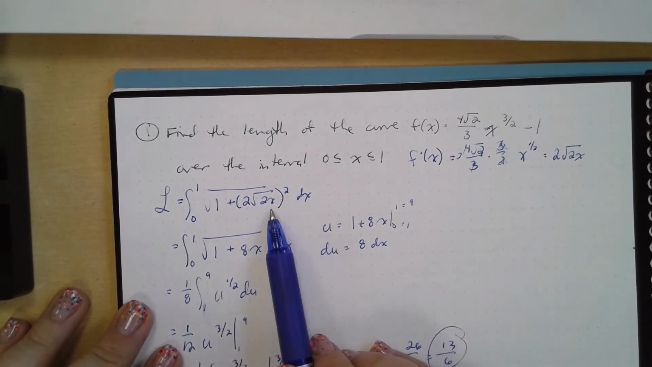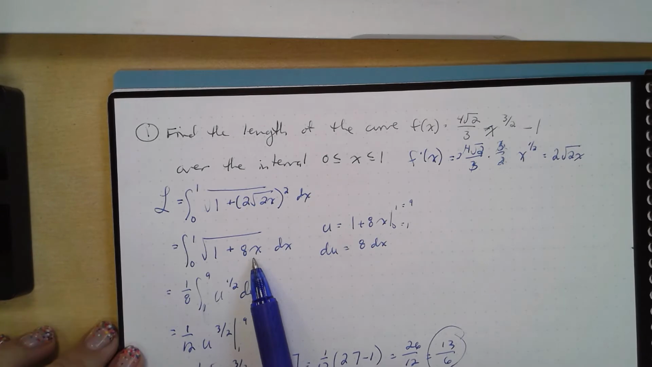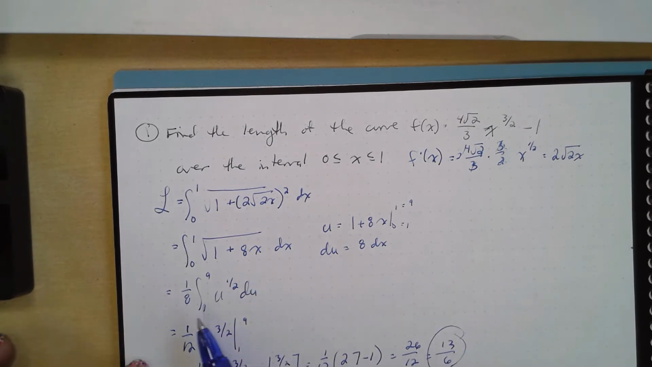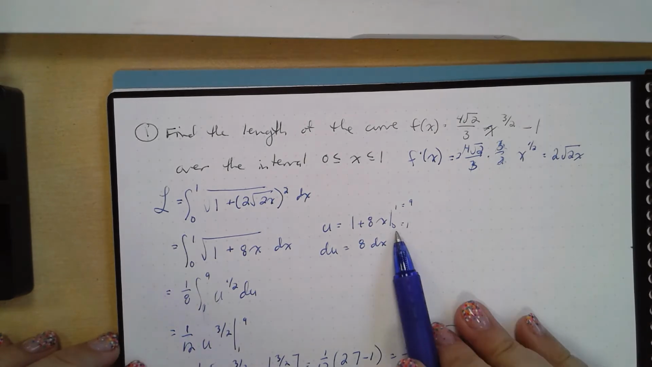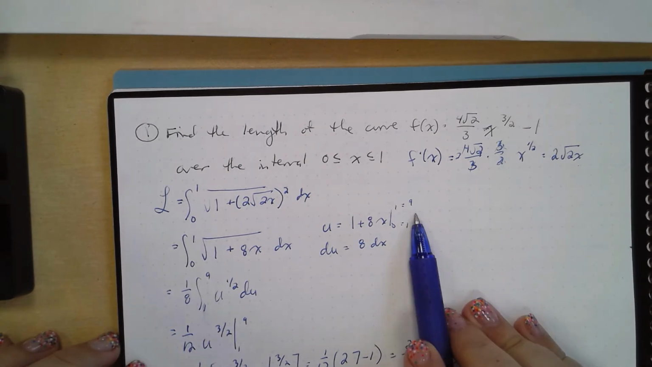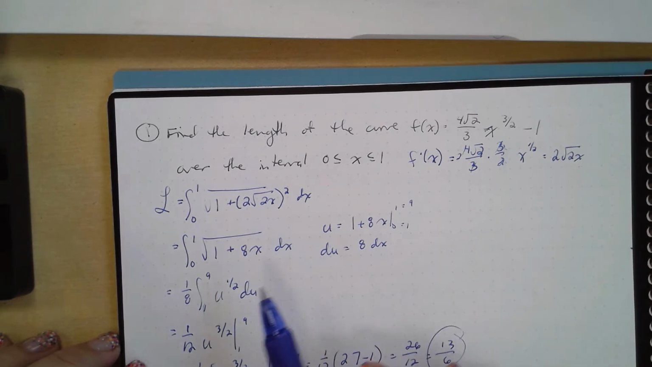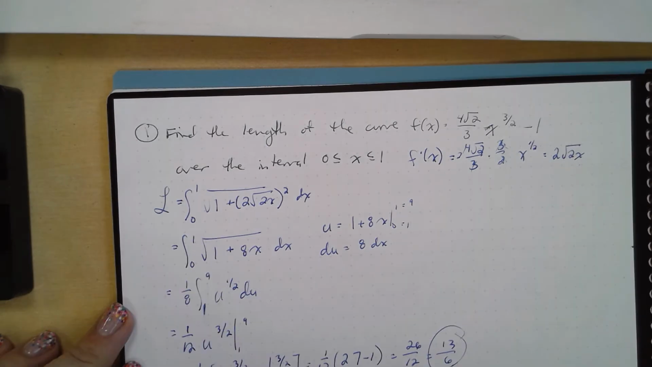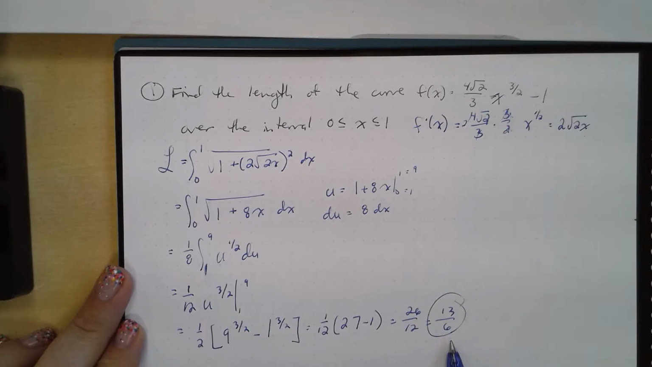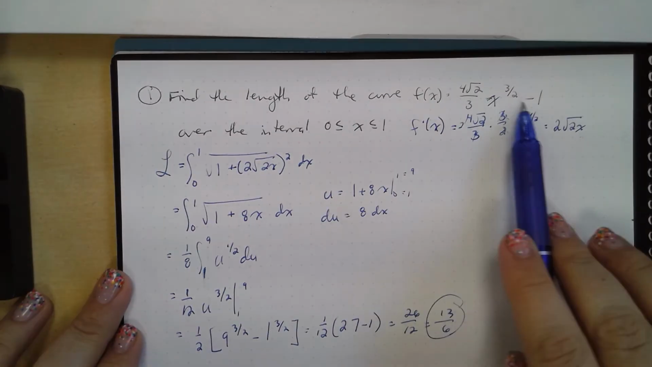I can use u substitution, so I'll get 1/8 from 1 to 9, because I changed my bounds here from 0 to 1 into 1 to 9. I said 0, but it should be a 1. So it's 1/12. You can calculate. We get 13/6. So the length of this curve over the interval from 0 to 1 is 13/6.